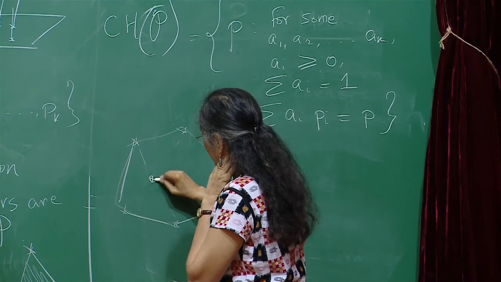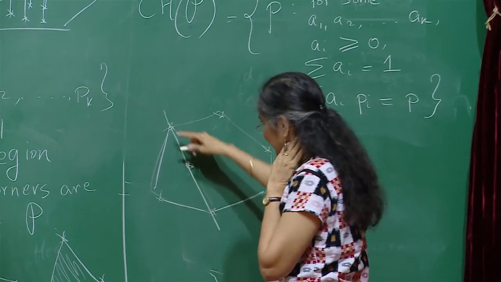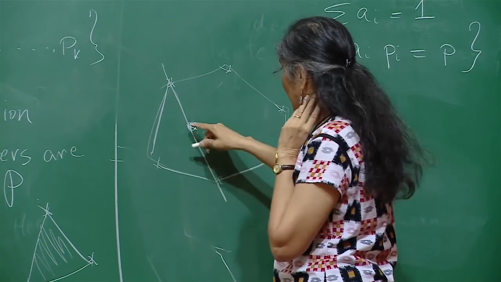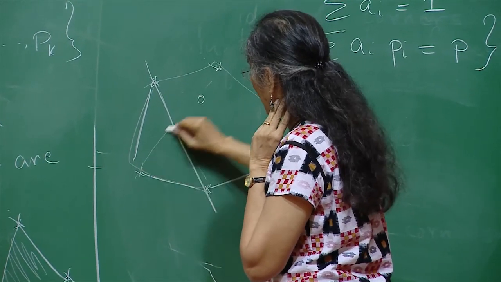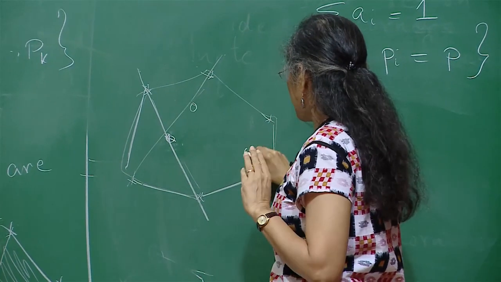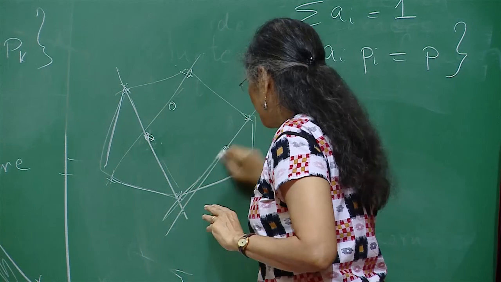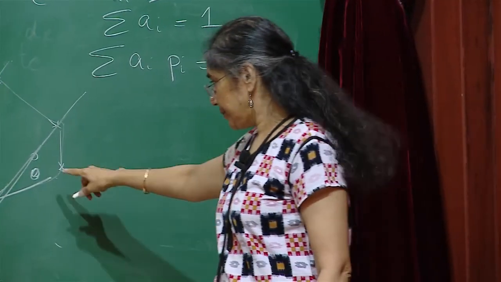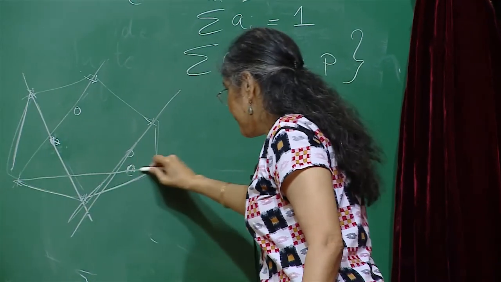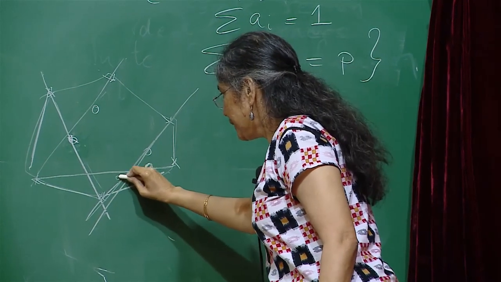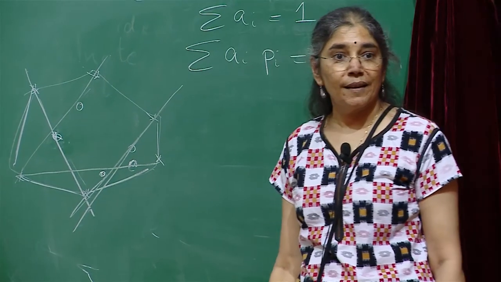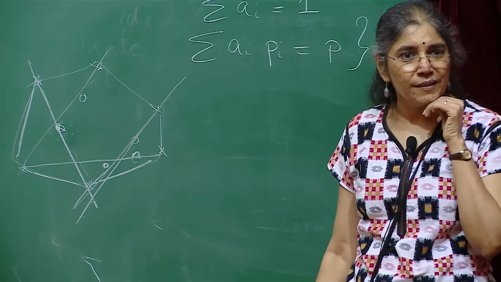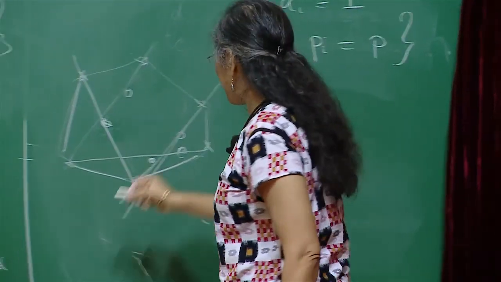Okay. So, if this were my point, then in fact it is just a combination of these two. If this were my point, then it is a combination of these two. If this were my point, it is a combination of these two. If this were my point, maybe these two work. Okay. If this were my point, 2 corners do not work.